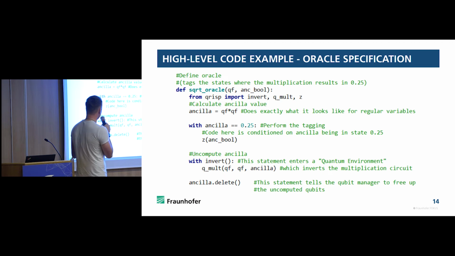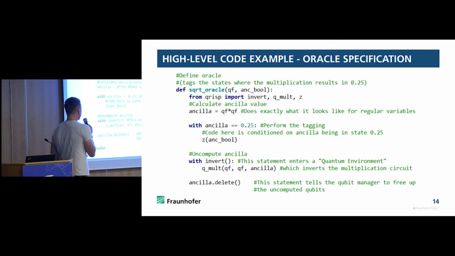And here we see the qmult function, which is basically the same as the infix version here, but this time we can specify a target where to calculate the result into, which allows us to conveniently uncompute the ancilla qubit. And finally, we will tell the qubit manager that the qubits of ancilla can be released and reused, and then the oracle function is basically done.